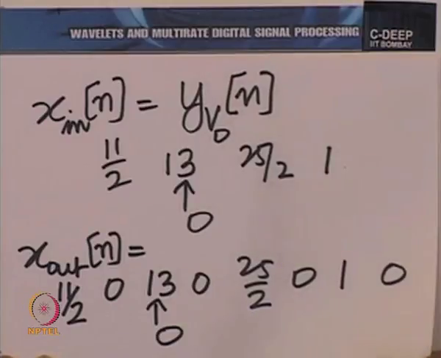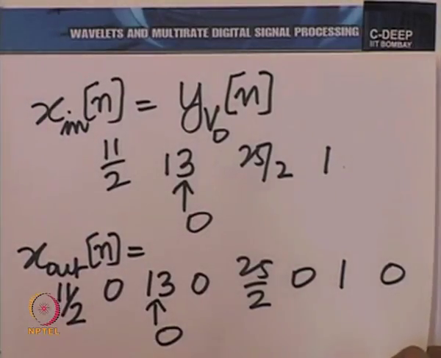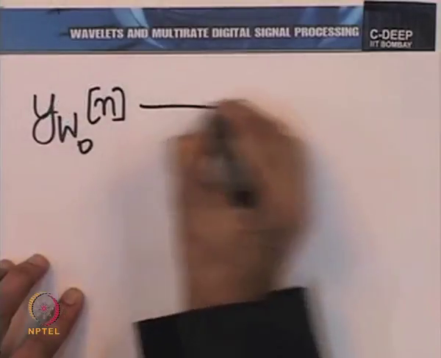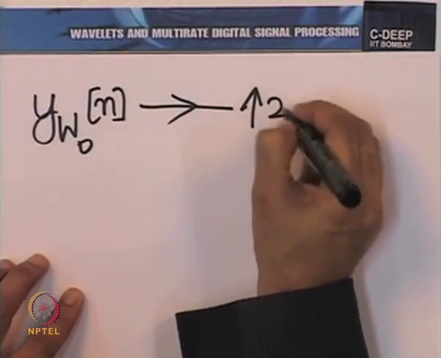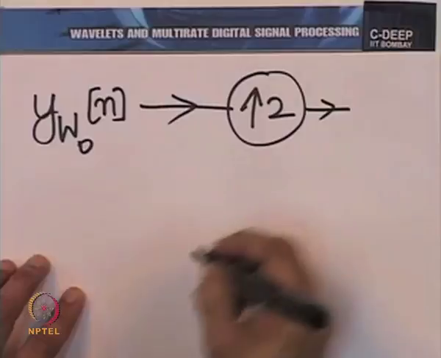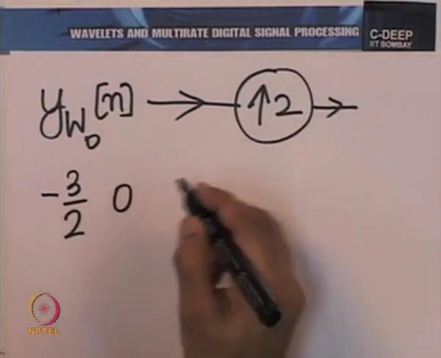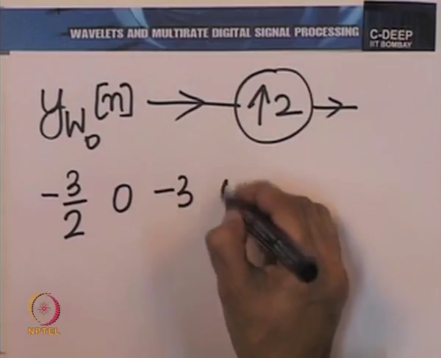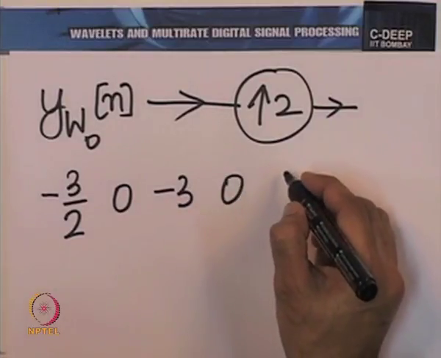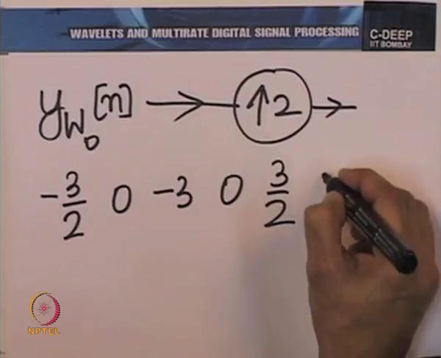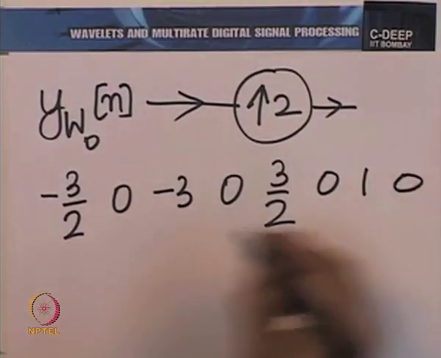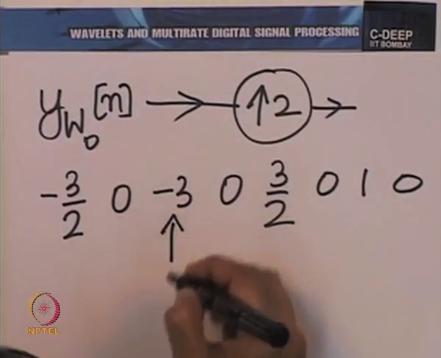Similarly, we can construct yw0 n upsampled by a factor of 2. Let us write that down explicitly. So, if we take yw0 n and upsample it by 2 in the way we have done for yv0, we get the following: minus 3 by 2, 0, minus 3, 0, 3 by 2, 0 and 1, 0. And 3 of course is located at 0.